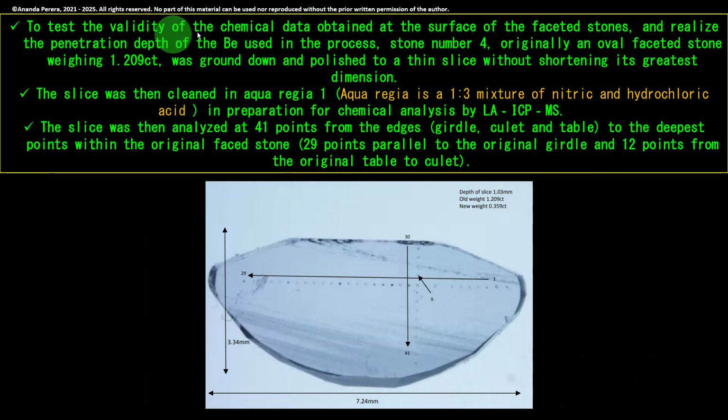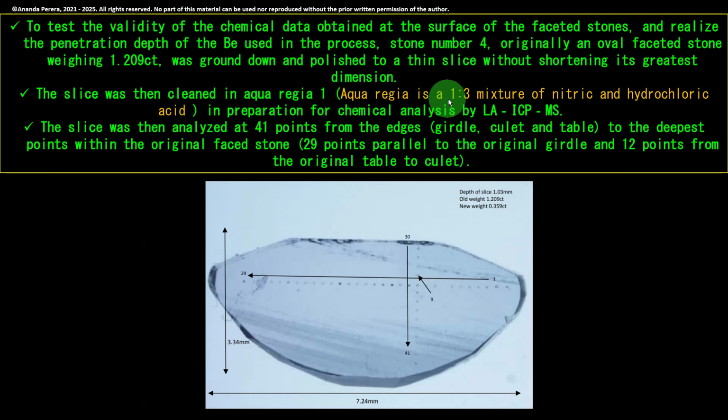To test the validity of the chemical data obtained at the surface of the faceted stones and realize the penetration depth of the beryllium used in the process, stone number 4, originally an oval faceted stone weighing 1.20 g, was ground down and polished to a thin slice without shortening its greater dimension. The slice was then cleaned in aqua regia.